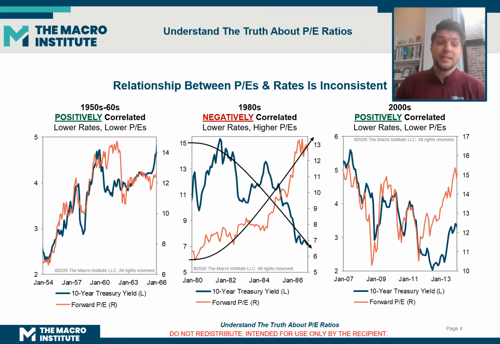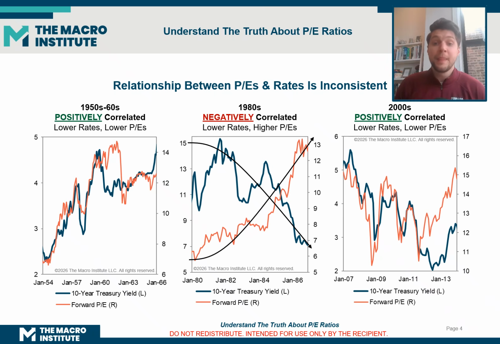So in the 1950s and the 1960s, you see that there was a positive correlation. Lower rates meant lower PEs. On the flip side, in the 1980s, they were negatively correlated. Lower rates meant higher PEs. And then in the 2000s, we saw that it flipped once again. Positively correlated, lower rates meant lower PEs.